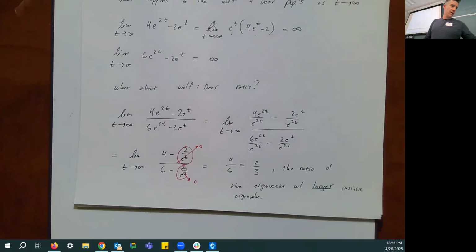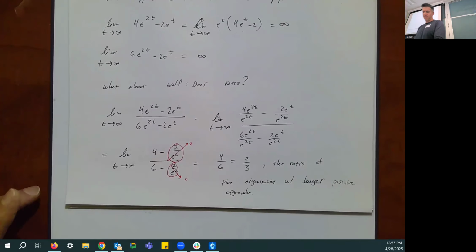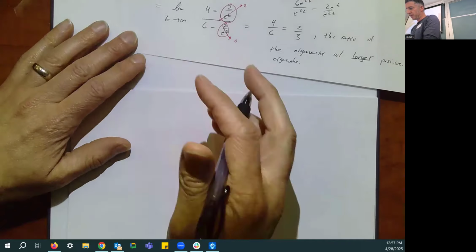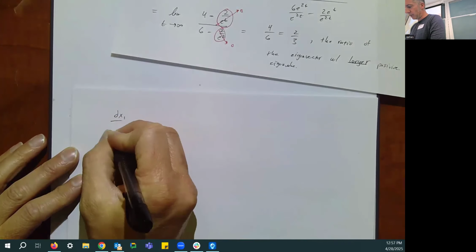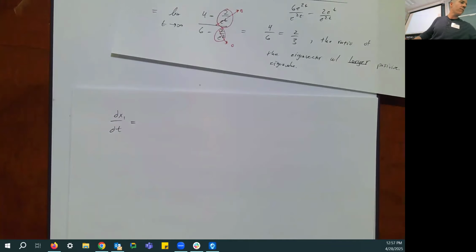One other thing I wanted to say about this. I will point out this really is a solution to our original system of equations, right? If you look back, our system was that dx1/dt is equal to, I forgot what it was, to be honest. Apologies.